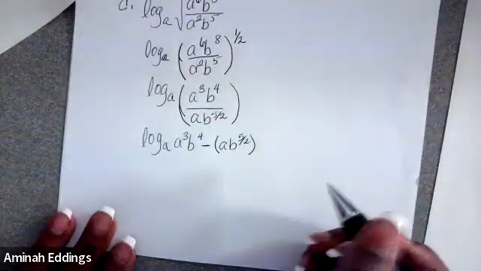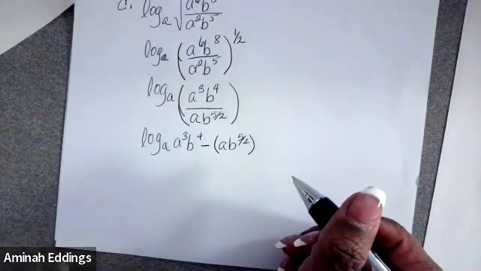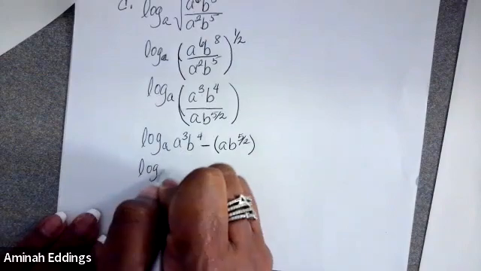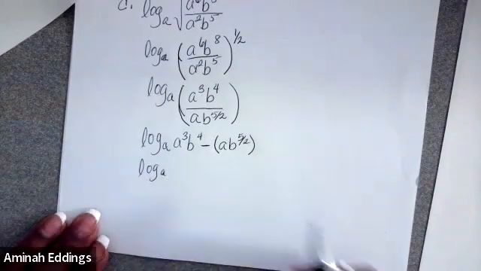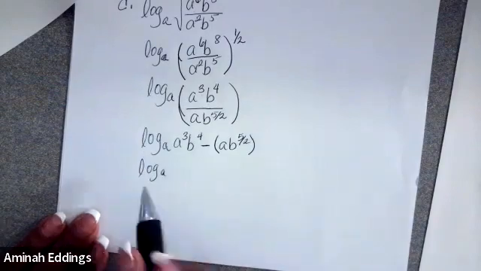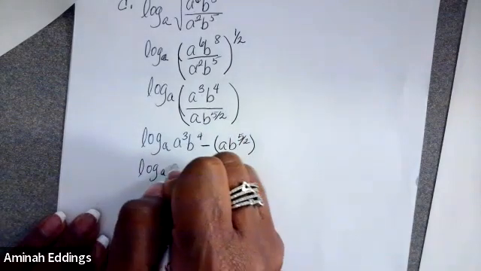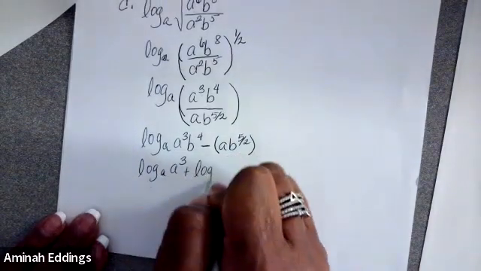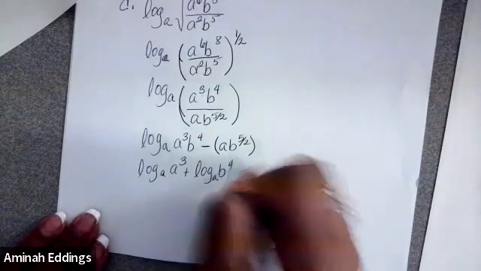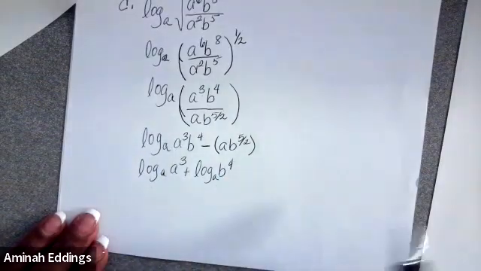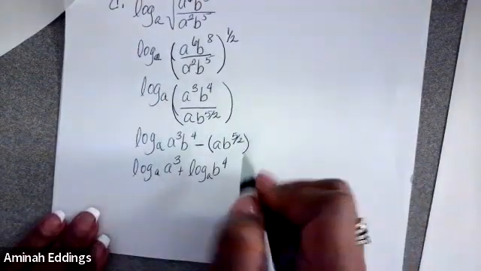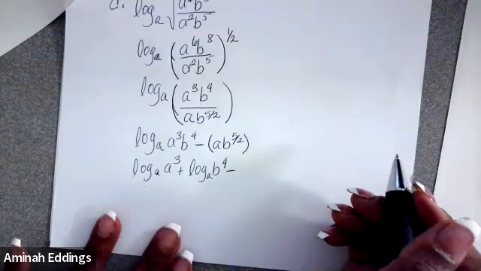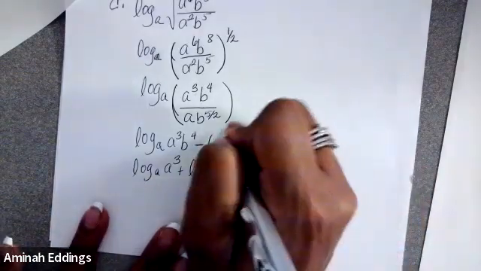Now, what do you think we should do? Good. So it'd be log base A of A cubed. Okay, plus log base A. Good. So we saw multiplication, we expanded it out with addition. Okay, what about over here? And we subtract log base A.